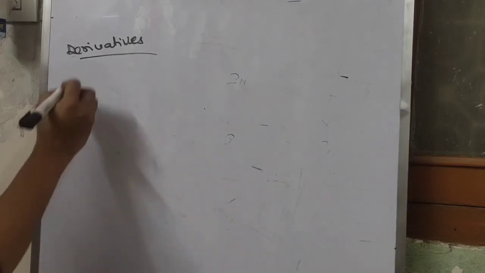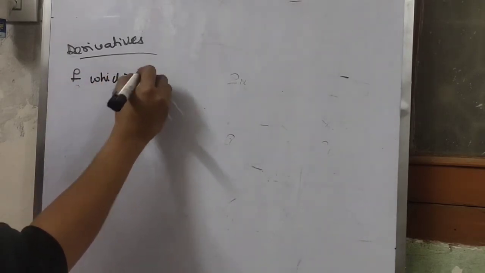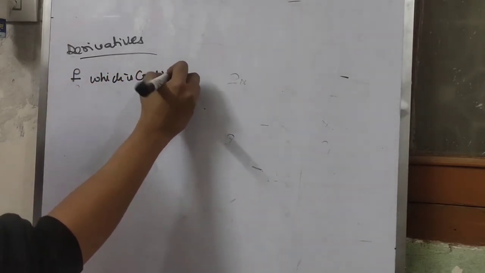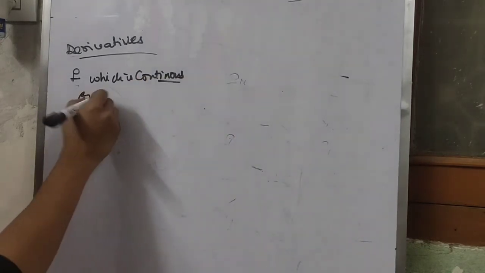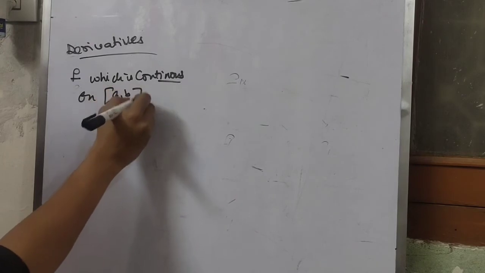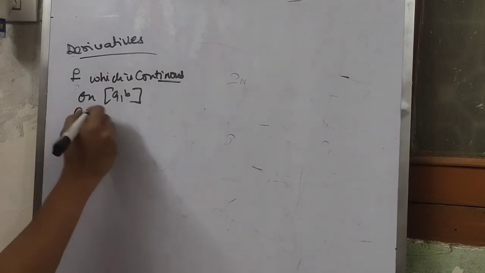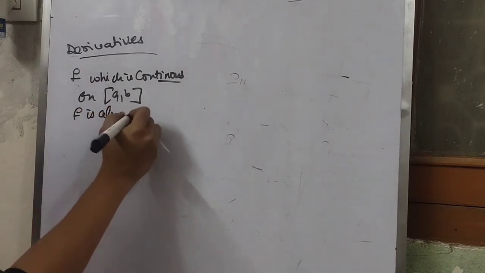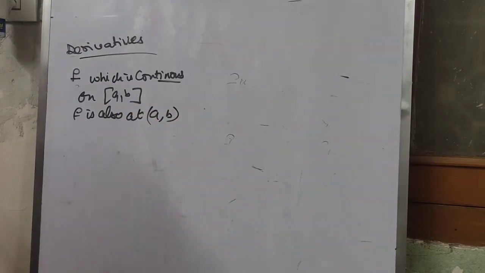So let's take a function which is continuous. So my f is continuous on the interval [a, b]. These are my intervals of domain, and the function is also differentiable. So f is also differentiable on (a, b) with open intervals. Just remember you are taking the open intervals.